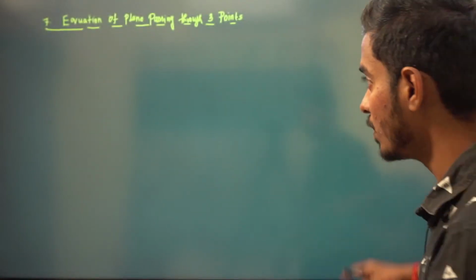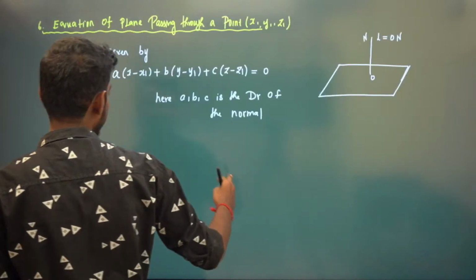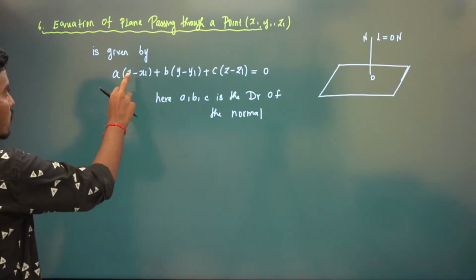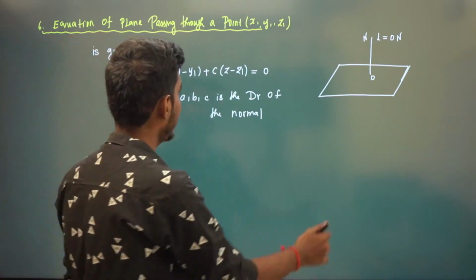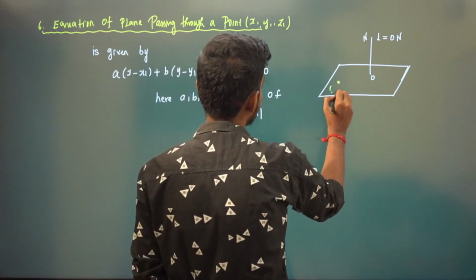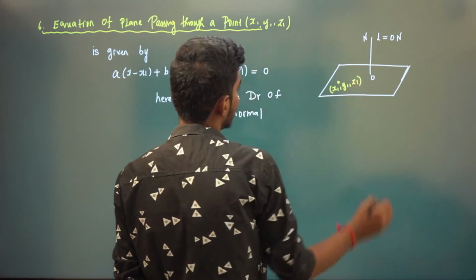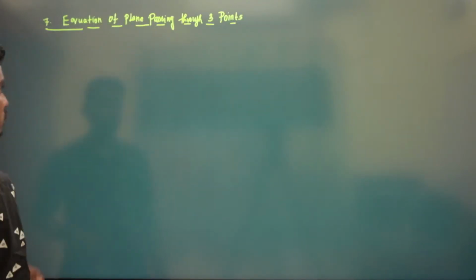In the previous problem, we know the equation of plane passing through a single point, which is a(x minus x1) plus b(y minus y1) plus c(z minus z1) is equal to 0, where x1, y1, z1 is the point that it is passing through. Right, here this plane is passing through 3 points. So we need to find the equation of plane.